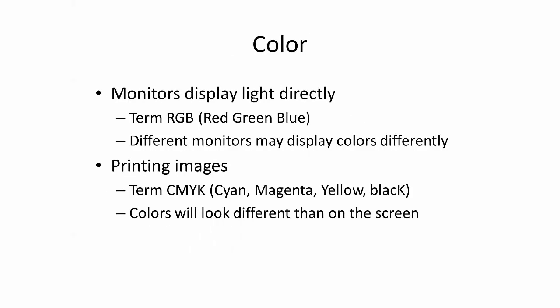Color. Monitors display light directly. Term RGB, red, green, blue. Different monitors may display colors differently. Printing images. Term CMYK, cyan, magenta, yellow, black. Colors will look different than on the screen.